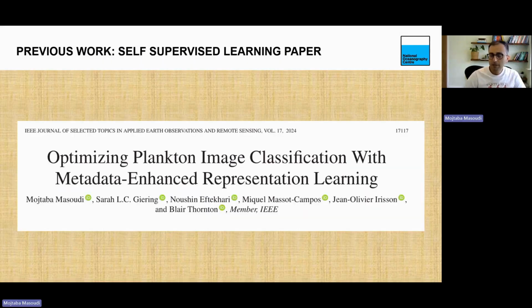Before I jump to my recent research, I'm going to give you a quick recap of what we've done before. We published this paper in 2024. This paper was about how we use self-supervised learning for optimizing plankton image classification. We use metadata-enhanced representation learning to optimize our model.